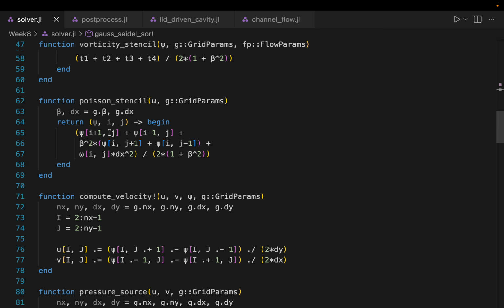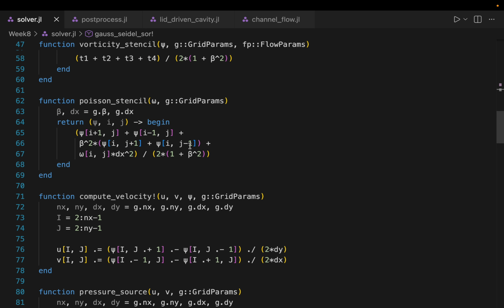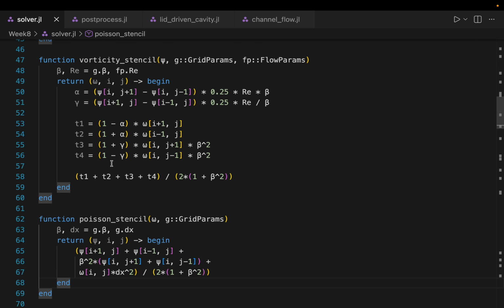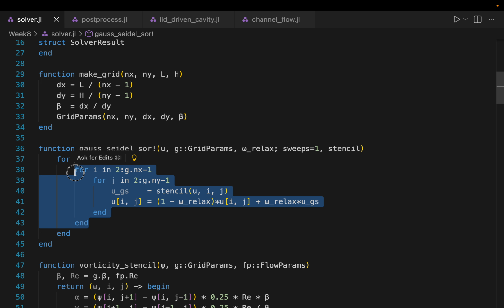So we have psi I plus 1j, psi I minus 1j plus beta square times psi ij plus 1 plus psi j minus 1. Plus we have this omega term coming to picture. This is kind of the source term that we have, the constant term in the Poisson equation, divided by 2 into 1 plus beta square. So this is also taken directly from the slides. So this also goes into the same thing. So there is an additional equation. These two equations we are already familiar with. So this we have already solved.